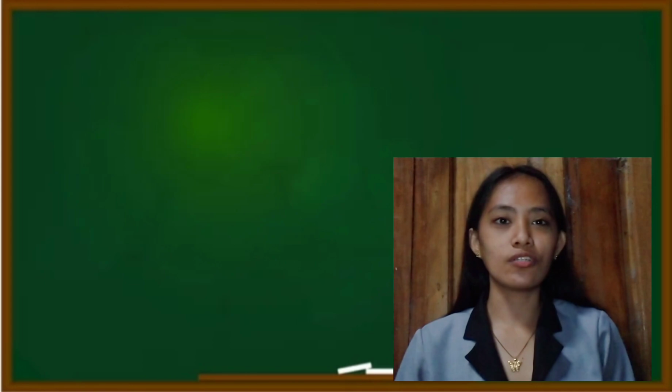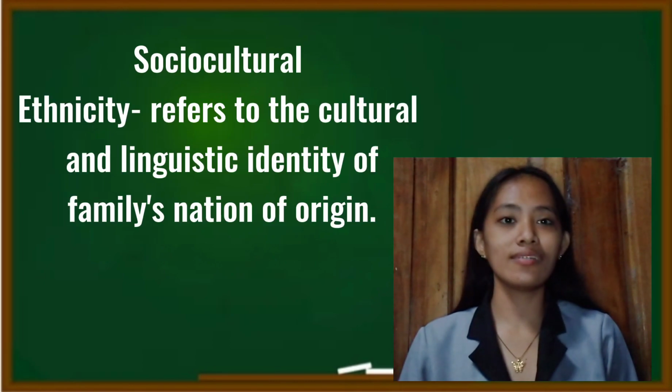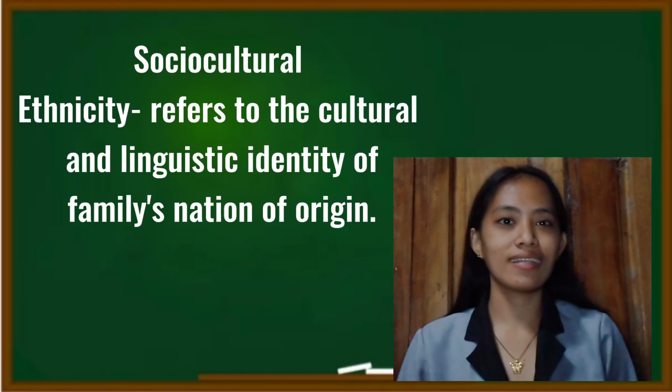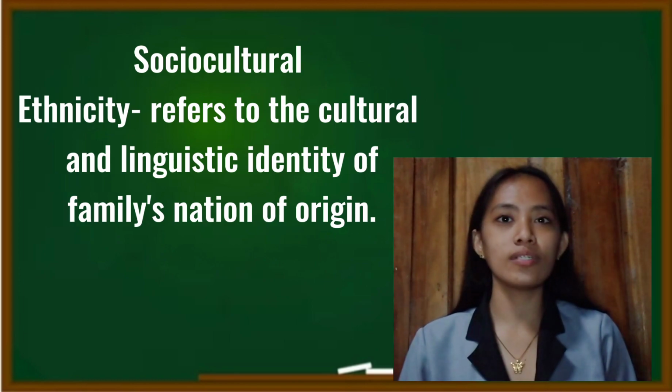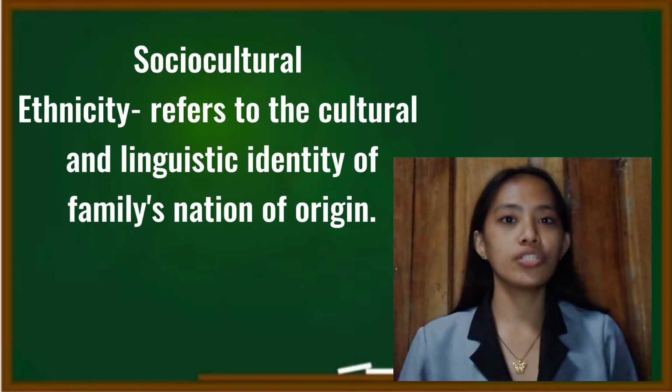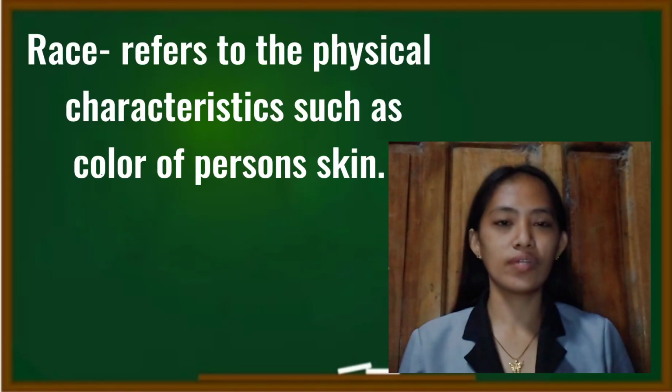Let's move on to the sociocultural. Under this is ethnicity. What is ethnicity? Ethnicity refers to the cultural and linguistic identity of a family's nation of origin. By understanding learners' ethnicity, we can better recognize their unique interests and perspectives that are shaped by their ethnic group background. The second is race.